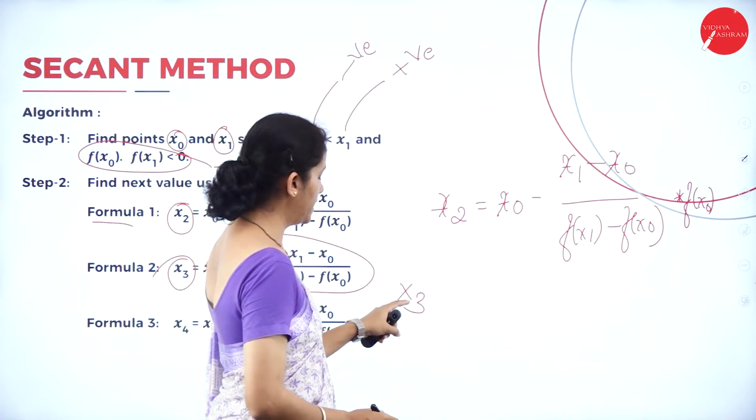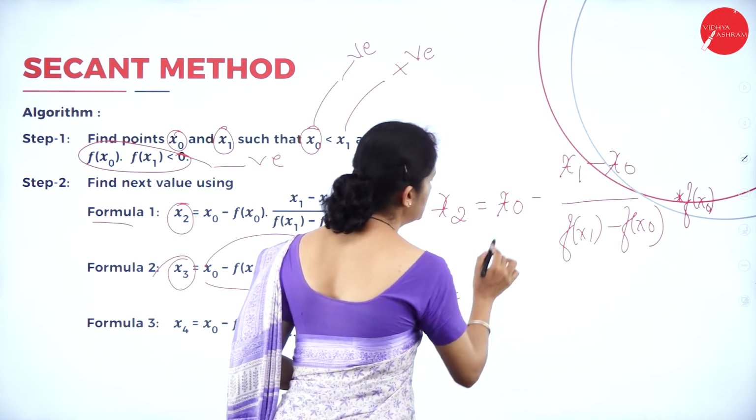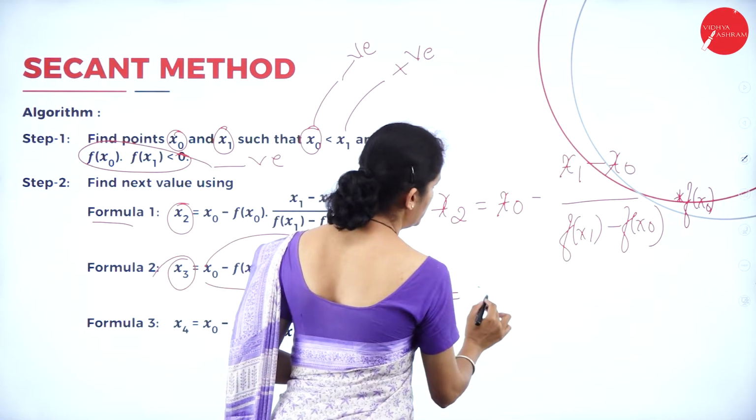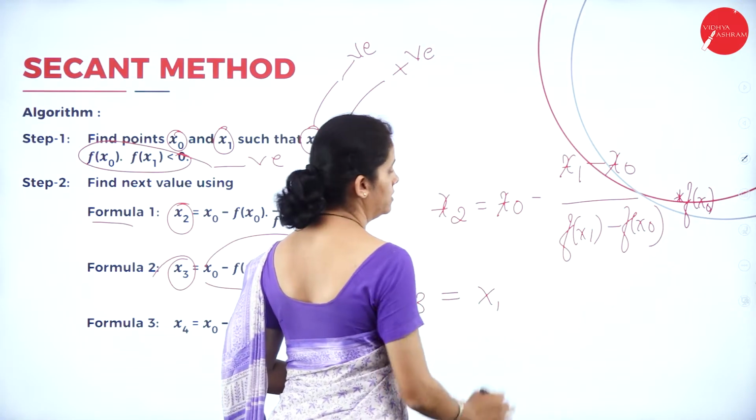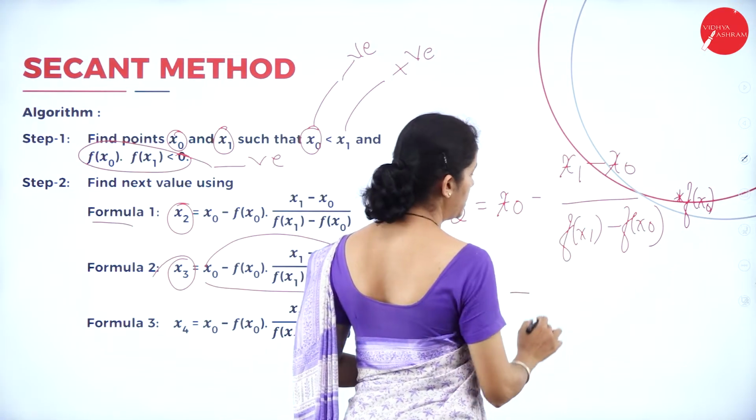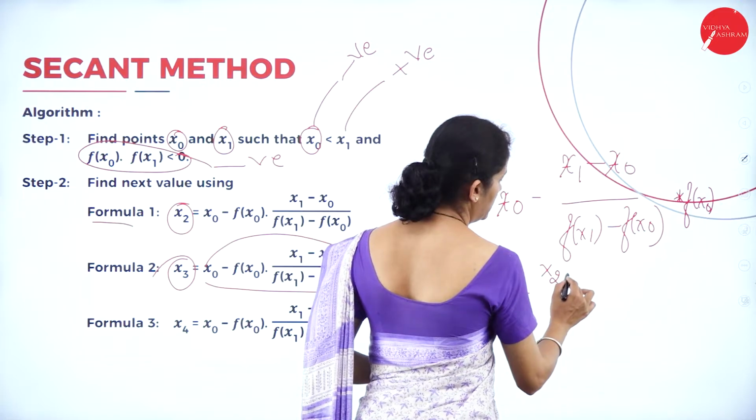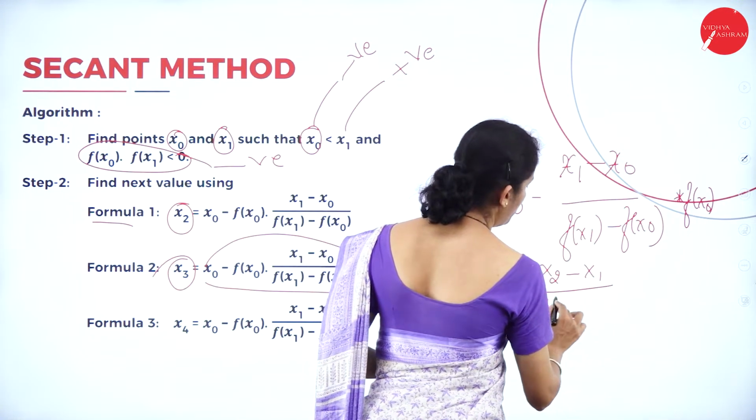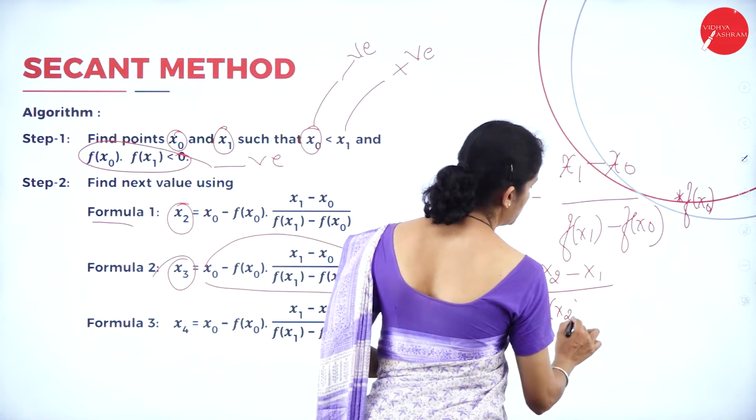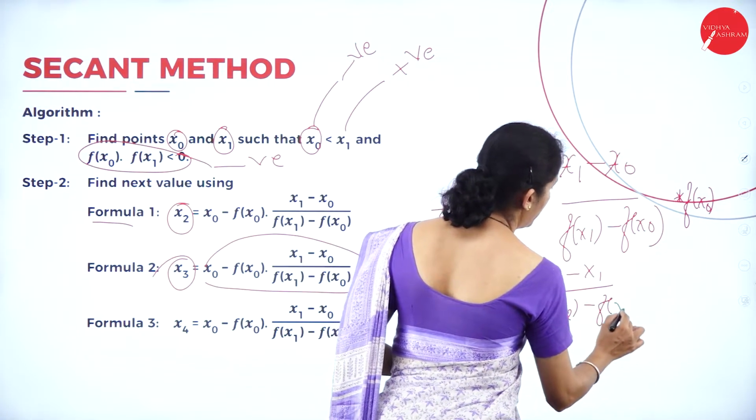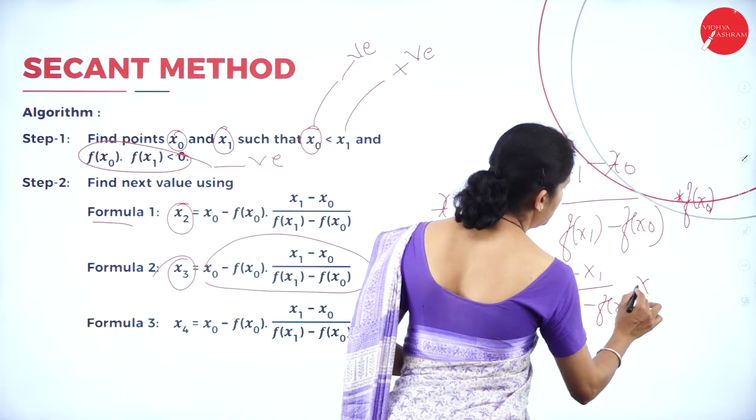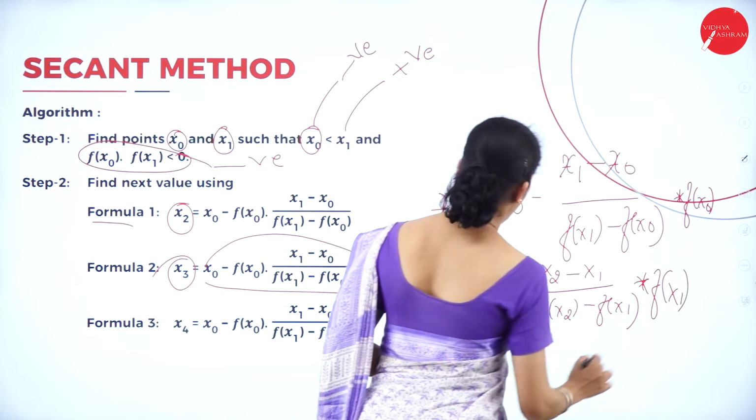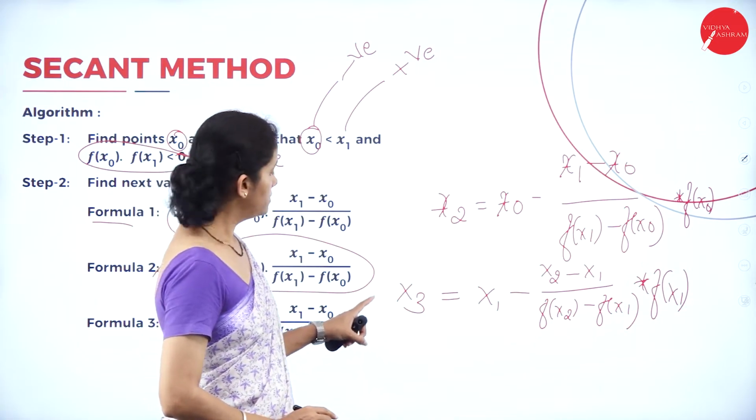That is nothing but x3 equal to, see, I have x0. Okay, I have x0. So, here it is my x1. Now, see here, I have x1. I am going to make it x2 minus x1. Now, f of x2 minus f of x1, multiplied by f of x1. So this is for my second iteration.